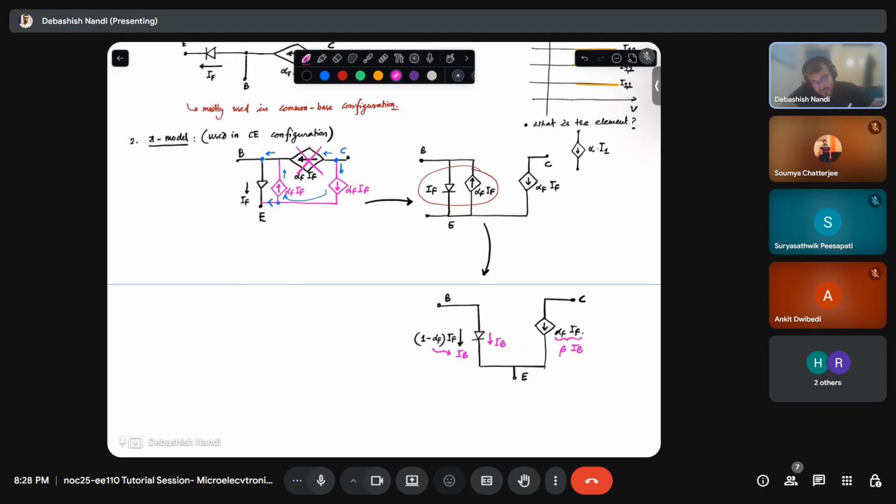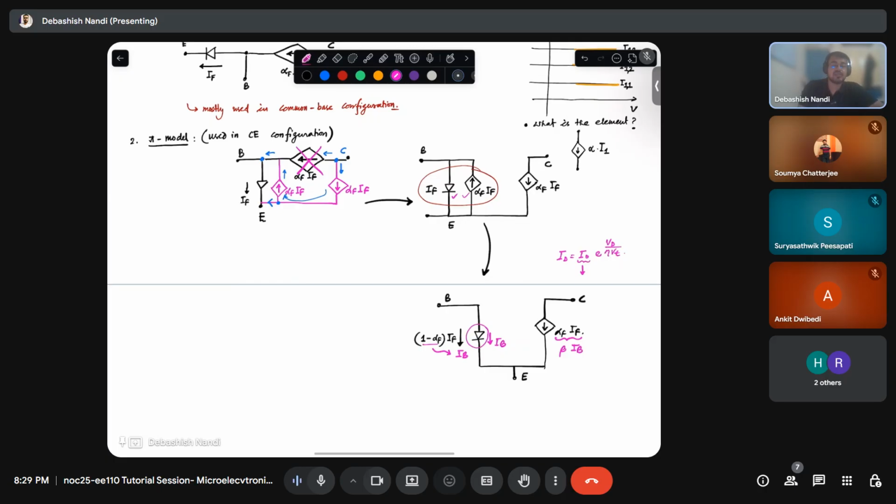So how come I represent one current source and one diode with a diode? Basically, what is your diode equation? The diode equation is ID equals I naught exponential of VD by eta VT, minus one, which for the time being let me ignore. So this I naught, I am assuming, is reduced by a factor of (1 minus alpha F). Basically, it is a weaker diode or a diminished diode.